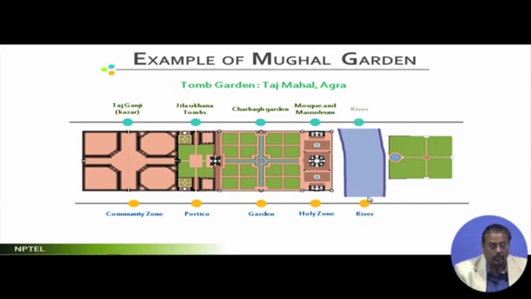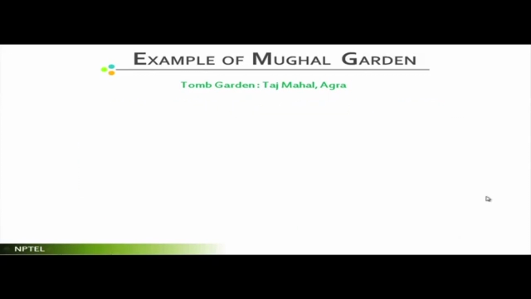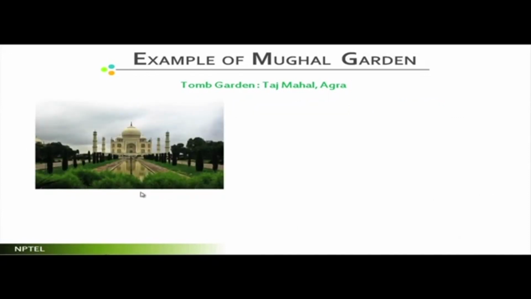Then we have the river, and there is another garden. History says that Shah Jahan had a dream of building another mausoleum here. History says it; I am not very sure about it. I did not get much substantiated information, but somewhere it is mentioned that he wanted to make another similar one, but before that his life almost ended with imprisonment by Aurangzeb. So, this is what is Taj Mahal.